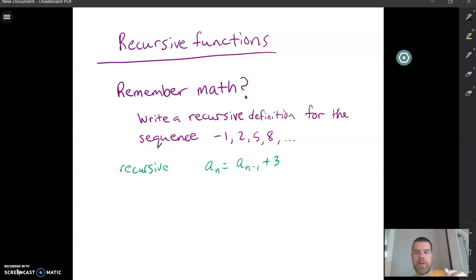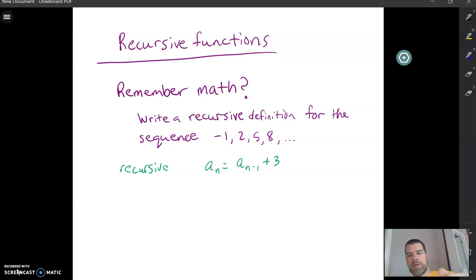If I asked you for the fourth number in the sequence, you'd say, well, take the third number and add 3. But then you need to know what the third number is. To get the third number, take the second number and add 3. Then you need to know the second number. To get the second number, you take the first number and add 3. Then you need to know what the first number is.